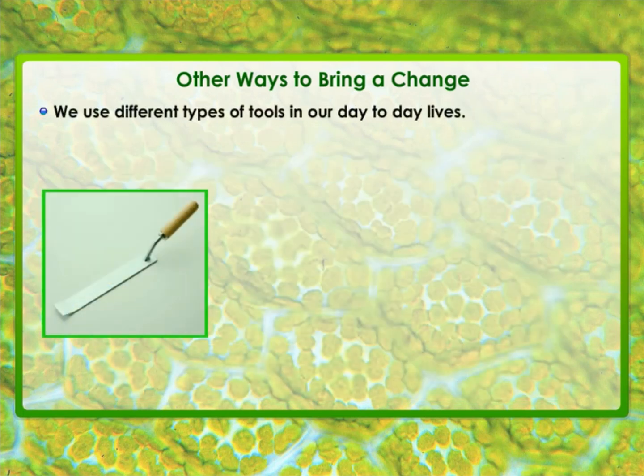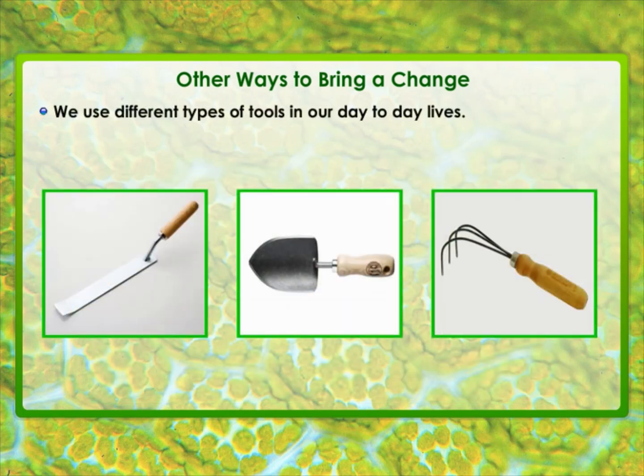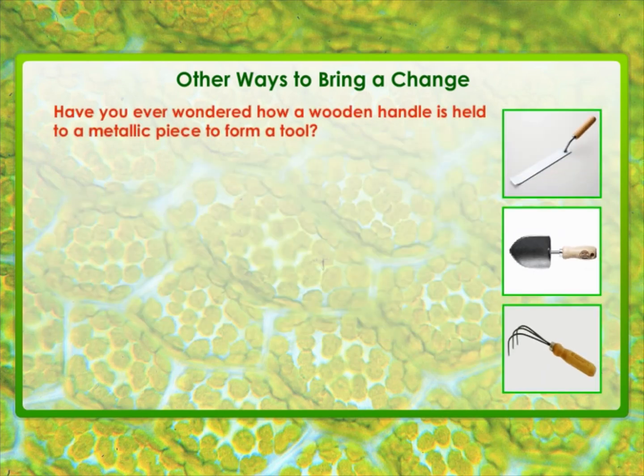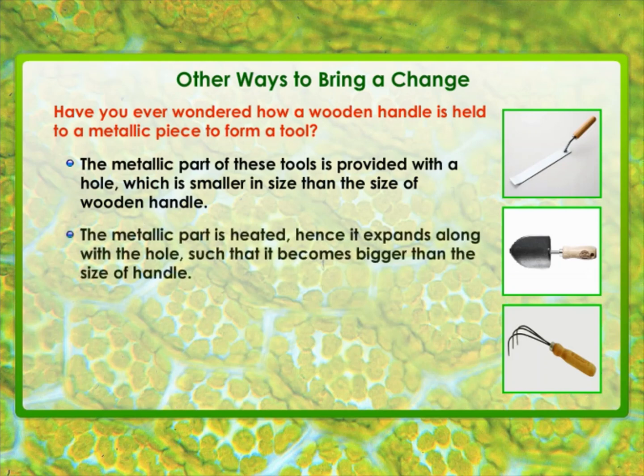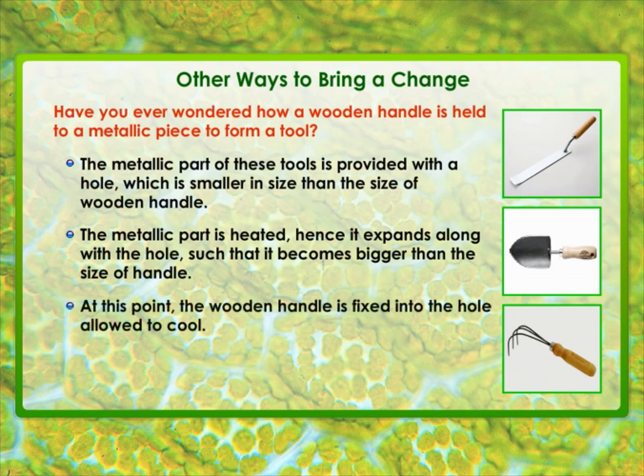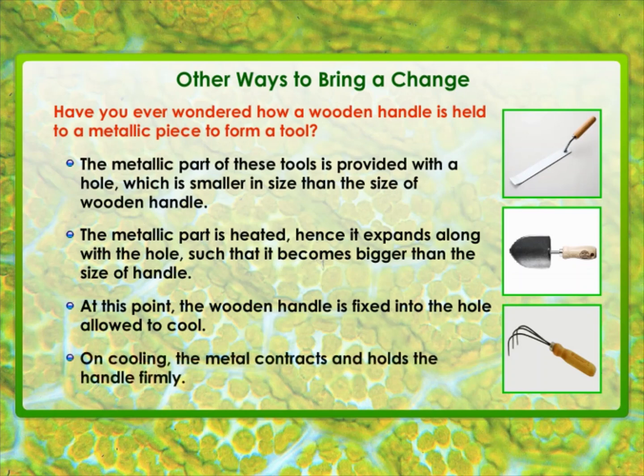We use different types of tools in our day-to-day lives. Have you ever wondered how a wooden handle is held to a metallic piece to form a tool? The metallic part of these tools is provided with a hole, which is smaller in size than the wooden handle. The metallic part is heated, hence it expands along with the hole, such that it becomes bigger than the size of the handle. At this point, the wooden handle is fixed into the hole and allowed to cool. On cooling, the metal contracts and holds the handle firmly.